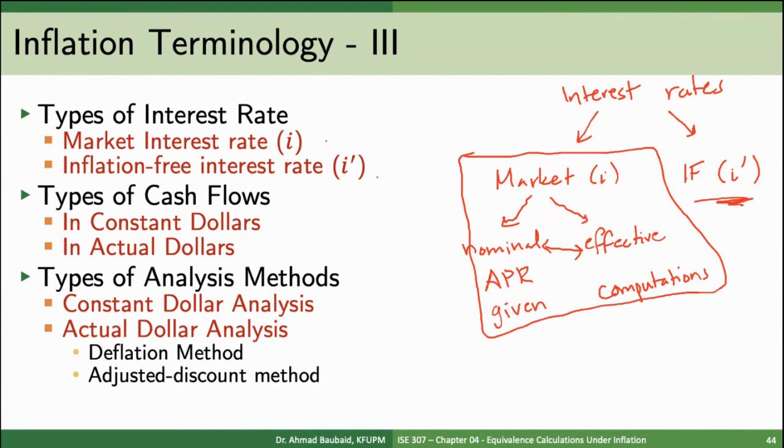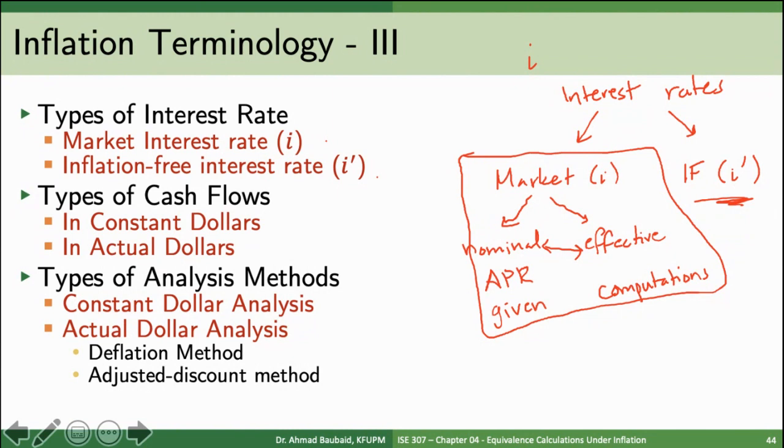And in fact, if you remember, if you go back to chapter 2, you look at the assumptions. So we said the cash flows are going to be in actual dollars, and the interest rate i that you're going to be using is the market interest rate. So everything that we did in chapter 2, and in fact, everything that we did in chapter 3 is in this box. Okay, and we're going to see what these mean, like what is a market interest rate and what is the inflation-free interest rate.